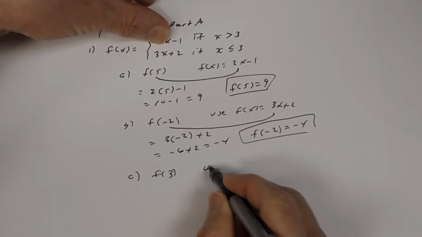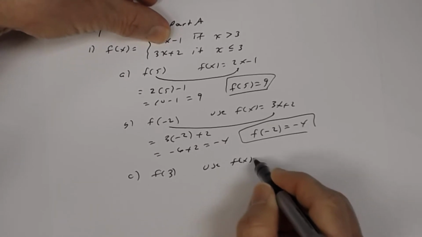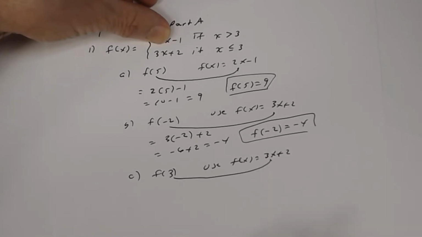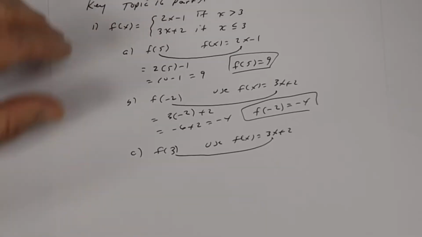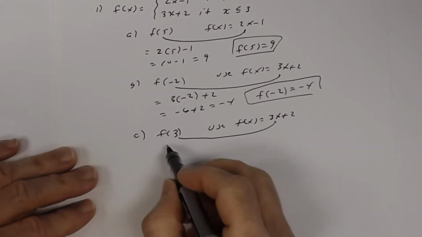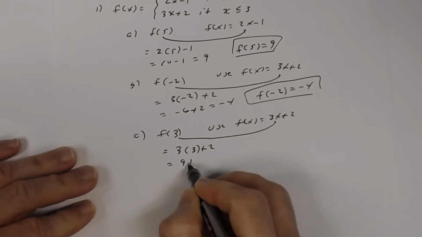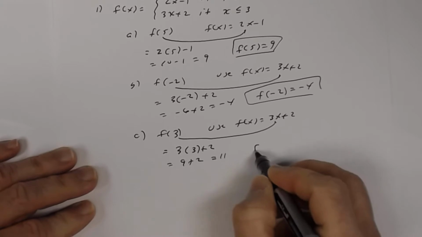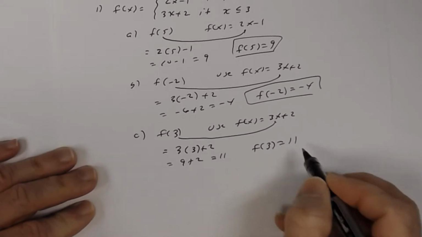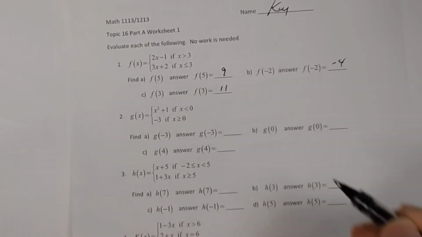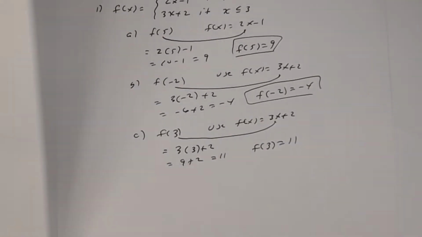So you're going to use f of x equals 3x plus 2. And again, in place of x, you're going to substitute 3. So I get 3 times 3 plus 2. So that's 9 plus 2, which is 11. So f of 3 is equal to 11. All right. Okay, so that was number 1. Now let's get number 2.